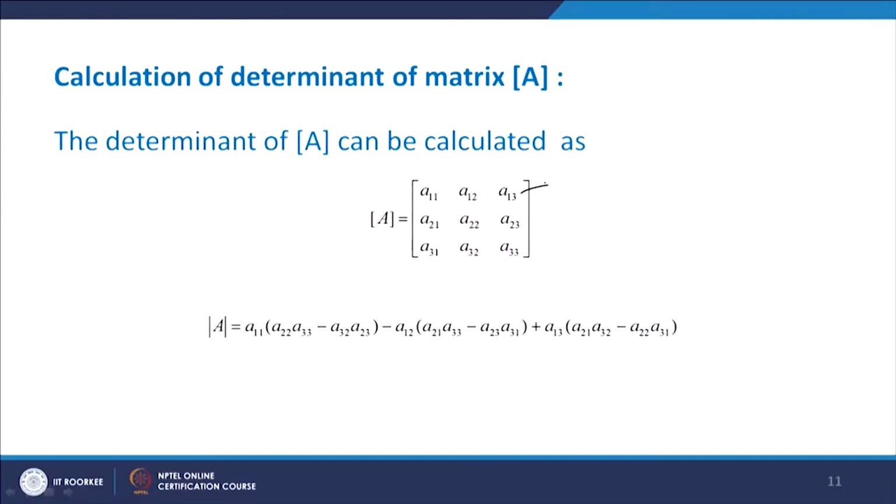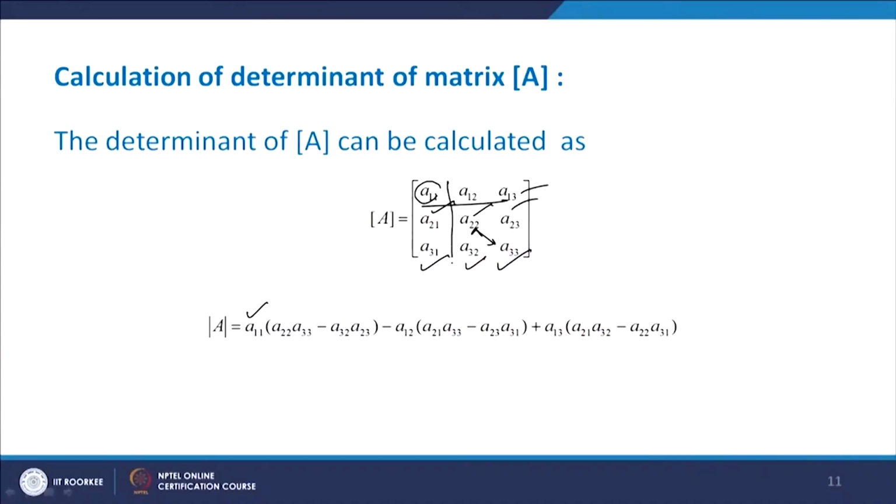Now, the calculation of the determinant. How to calculate the determinant of a matrix? Let us say A11, A12, A13, A21, A22, A23, A31, A32, A33. To get the determinant, I have taken A11 times the cross multiplication. The procedure is somewhat the same as for the adjoint. For this A11, we remove this row and column. So here A22 multiplied by A33 minus the cross multiplication of A32 into A23.